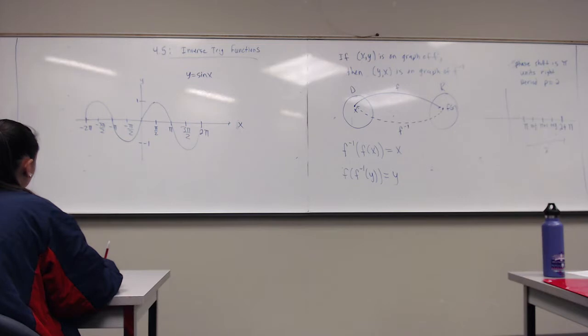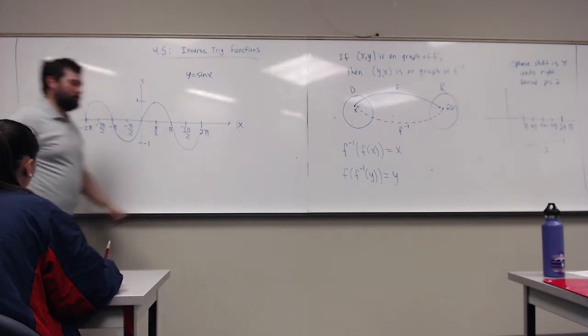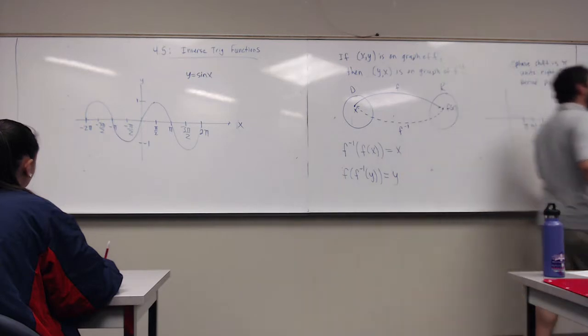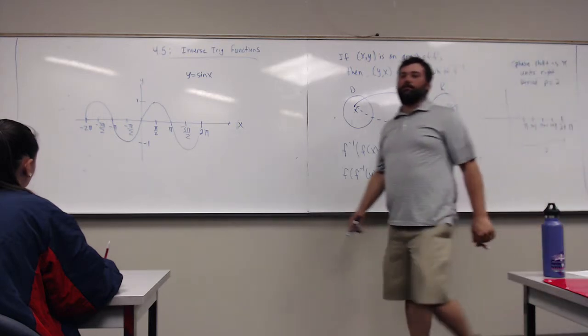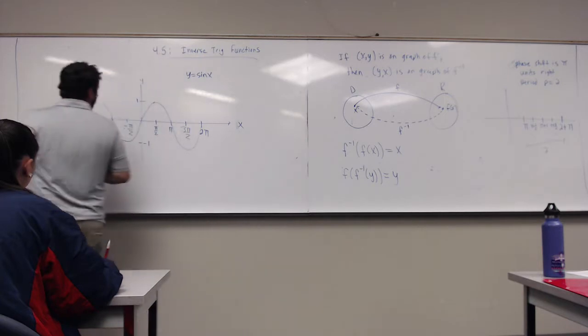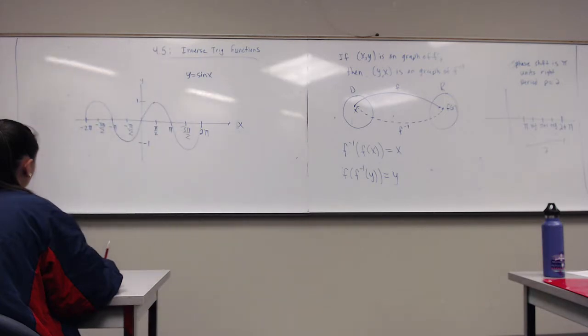Okay. What's the first thing you notice about sine if you try and think about the horizontal line test? Okay, so Chris, you said this isn't going to pass the horizontal line test. So sine does not have an inverse over its entire domain. Okay. So this graph, sine on its entire domain, fails the horizontal line test.